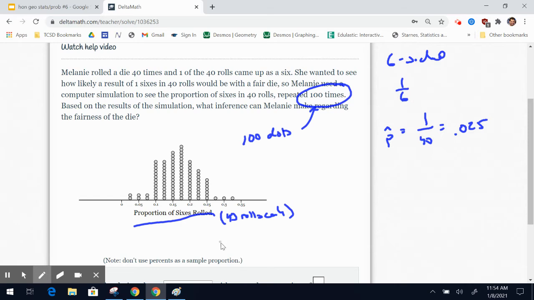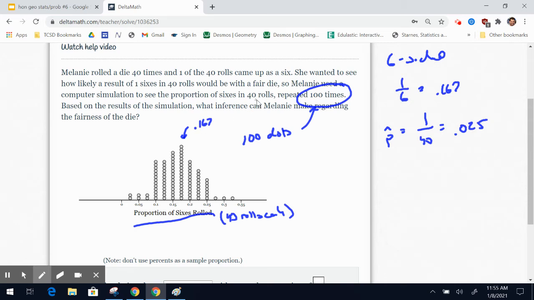Okay. So now, 1 out of 6, if you do 1 divided by 6, it is, I believe, 0.167. 1 divided by 6. Yeah, 0.167, right? So that's the expected value. So notice where most of the dots are. They're in between 0.15 and 0.2. So that's about 0.167, right? Each of those dots represents that proportion.